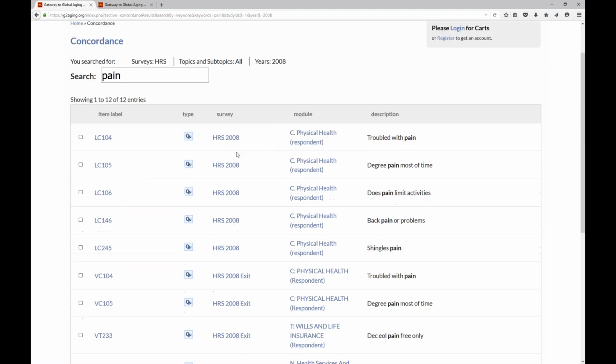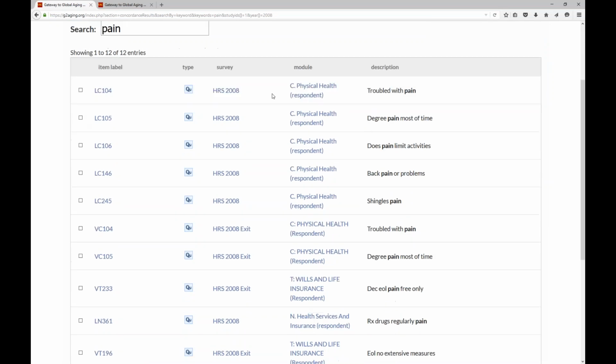So you can see here are a bunch of questions inside of the HRS which all have the word pain. So it looks like most of these occur in the physical health module. So we have a question here about troubled with pain, degree of pain most of the time, does pain limit activity, whether you have back pain or problems, whether you have pain from shingles.